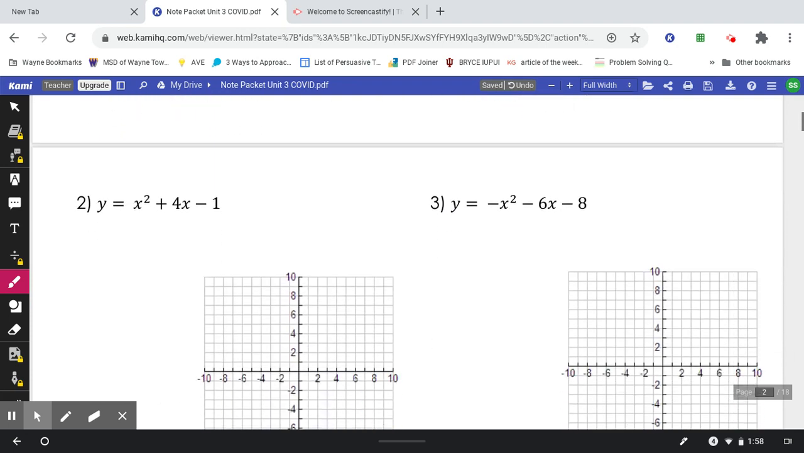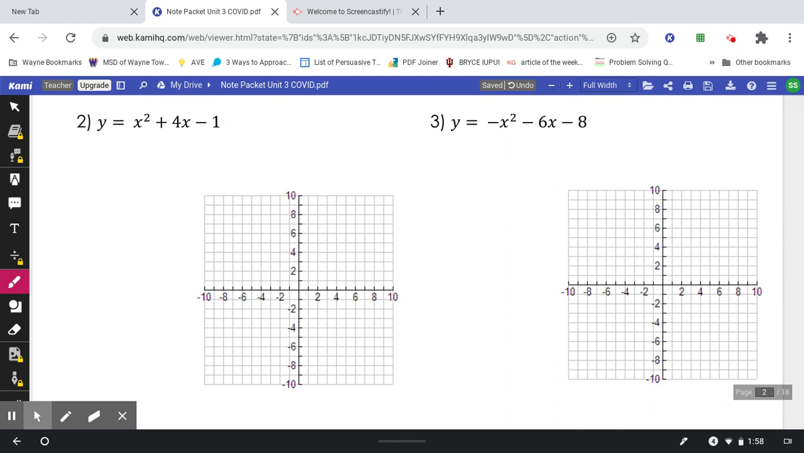All right, let's try the next one. Here it doesn't give me all the steps, but you can kind of just refer back to what we've done. It's all the same. So you're going to start by identifying A, B, and C. A is 1, B is 4, C is -1. Then I have to find my value for x. So I'm going to use the equation x equals -b over 2a. That's going to give me -4 over 2 times 1, which is -4 over 2, which is -2.